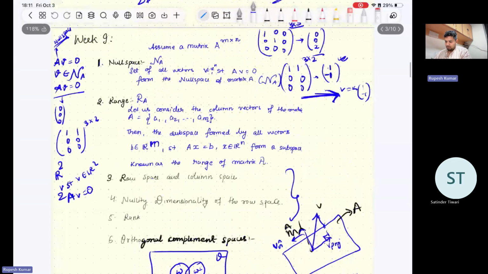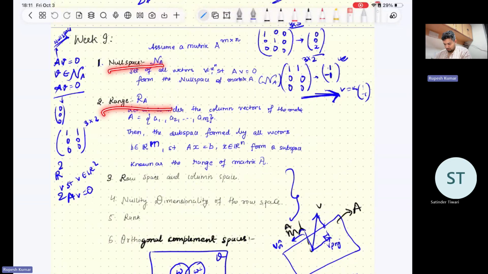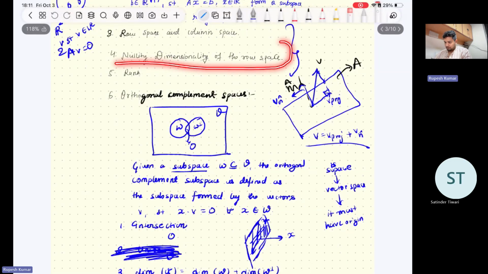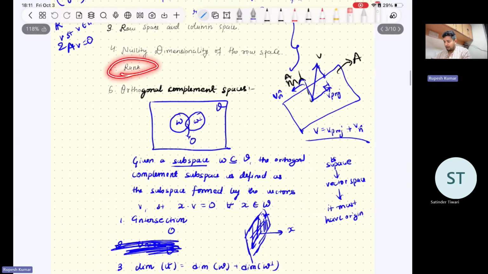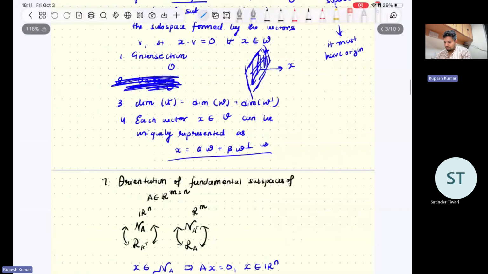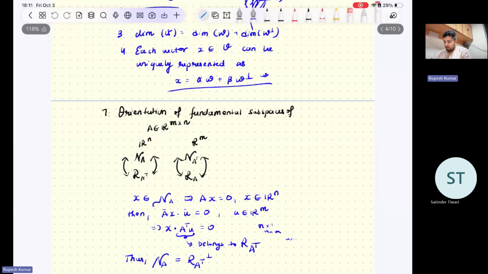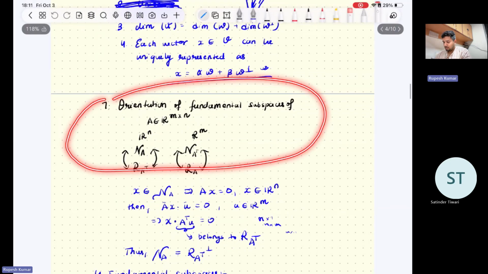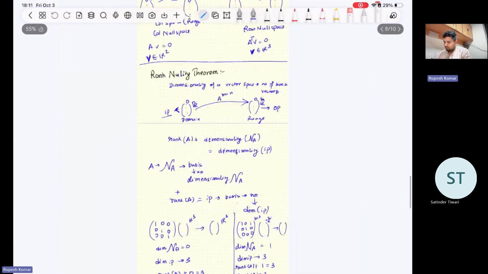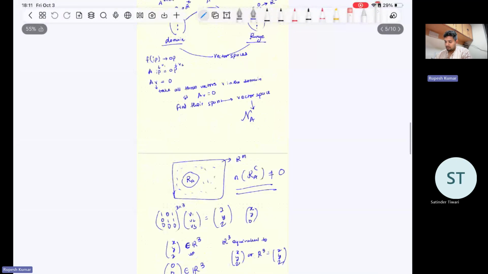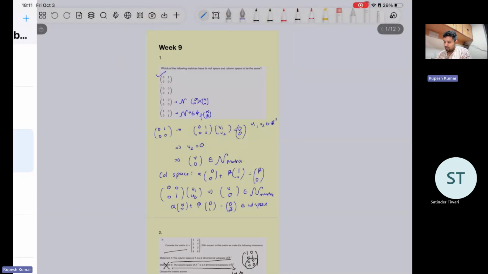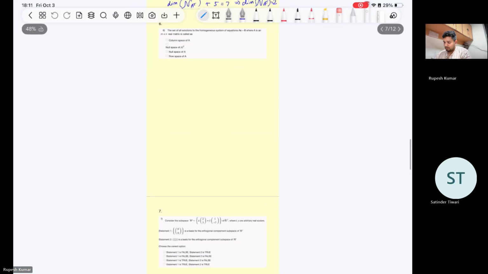So we understood the concept of null space, then what is the range of a matrix, then what are row and column spaces, then the definition of nullity and rank, then what are orthogonal spaces, and how you define a subspace. Then what are the four fundamental subspaces. Based on this we had to solve a few problems, so let's quickly get to the problems that we needed to finish for week 9.